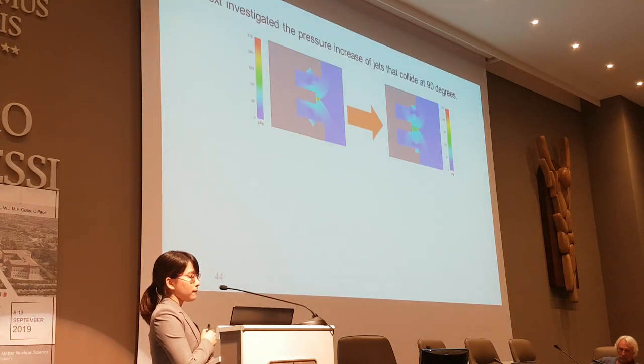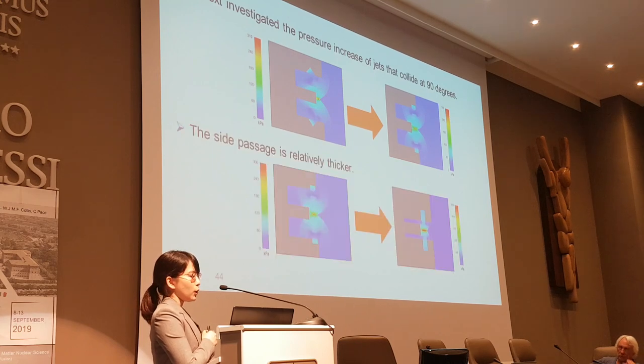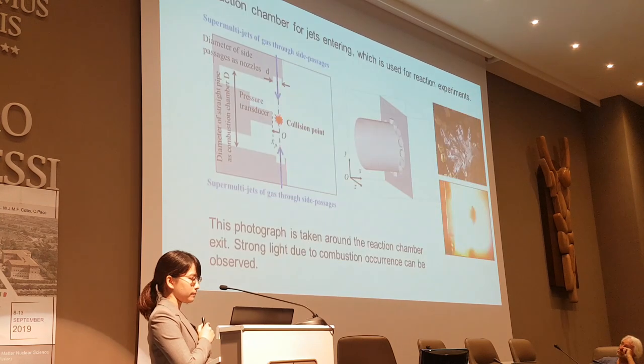Next, we investigated the pressure increase of jets that collide at 90 degrees, in which the side passage is made relatively thicker. And we used the same device for the combustion experiment I showed in my previous presentation.